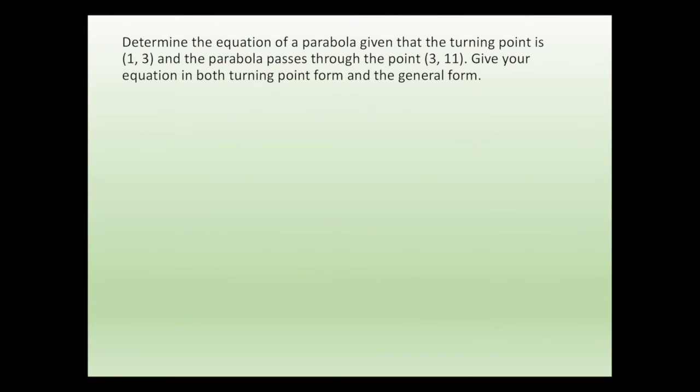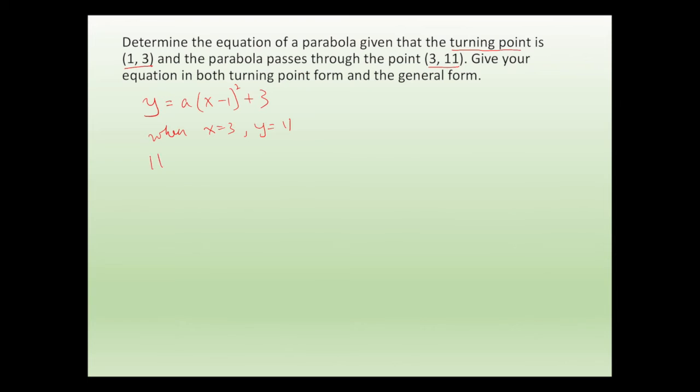Alright, let's try another question. This time, you're asked to determine the equation of the parabola. The turning point is (1, 3), and the parabola passes through the point (3, 11). In terms of the turning point form, y equals a(x minus 1) squared plus 3. I must remember the square. So we know when x equals 3, y equals 11.